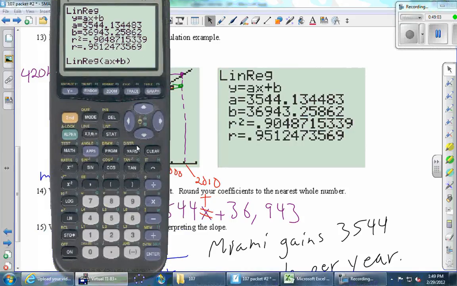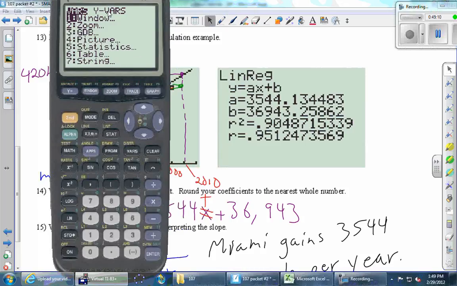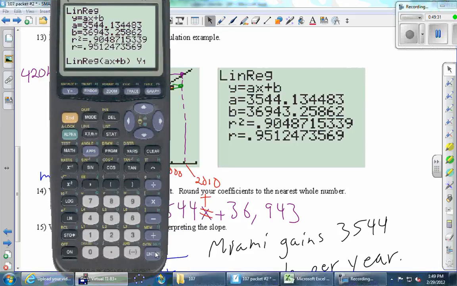Hit the button that says VARS, which is right here. Scroll to the right to get to the Y-VARS menu. The very first option is function. That's the one you want, so hit enter. Function. And then the very first option is Y1, hit enter. This is what you want the command to look like. If your command looks like that, hit enter.